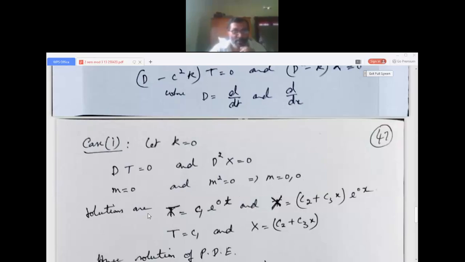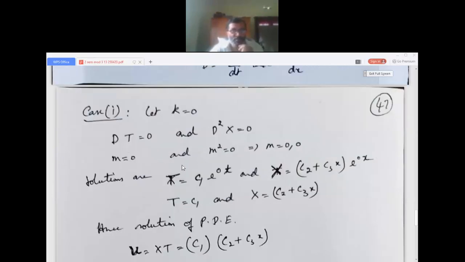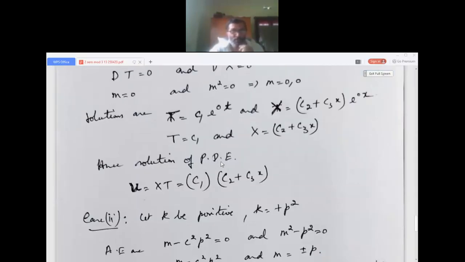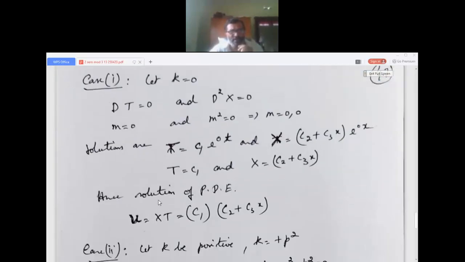Now the solutions. For this the solution will be a single solution. So T equals c1 e^(0t), as you know from the first module. Here repeated roots, so X equals, and the variable is x, (c2 plus c3 x) e^(0x), because m² has got two roots, 0, 0. So T equals c1 and X equals c2 plus c3 x. So the solution of the PDE, u equals XT. I can write together, you can write TX or XT. I wrote T first, that is c1, into X, that is (c2 plus c3 x).